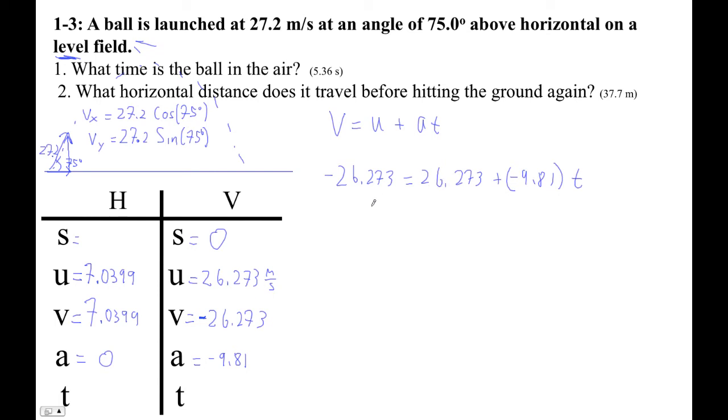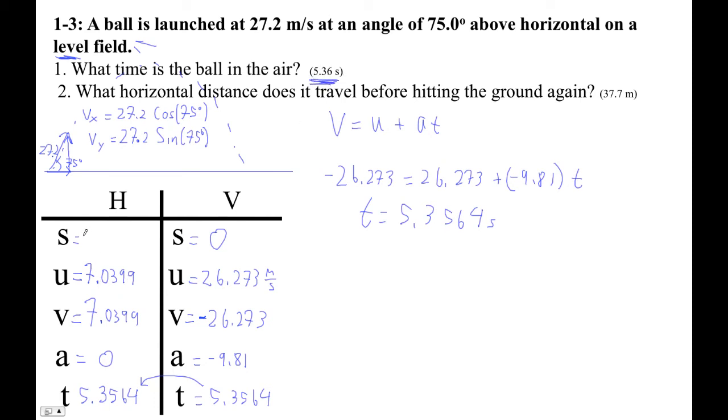I'm getting that the time is 5.3564 seconds. And of course that can just go right across here. It's the only thing that's the same. And then we want to find the horizontal distance that it goes. Oh, hey, we got that right. Look, there's the time in the air.